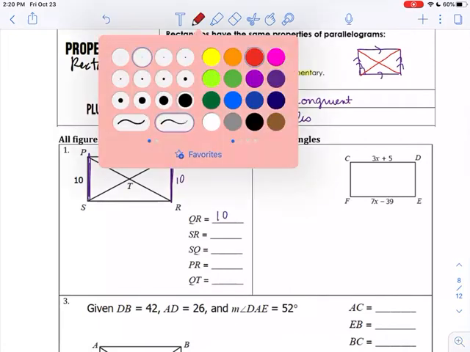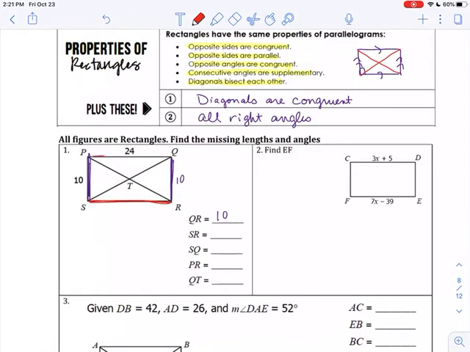So question 1, I want to find QR. Remember, opposite sides are congruent, just like in a parallelogram, so QR is going to be 10. I want to then find SR. The bottom is whatever the top is, 24, so the bottom is 24. I want to find SQ.